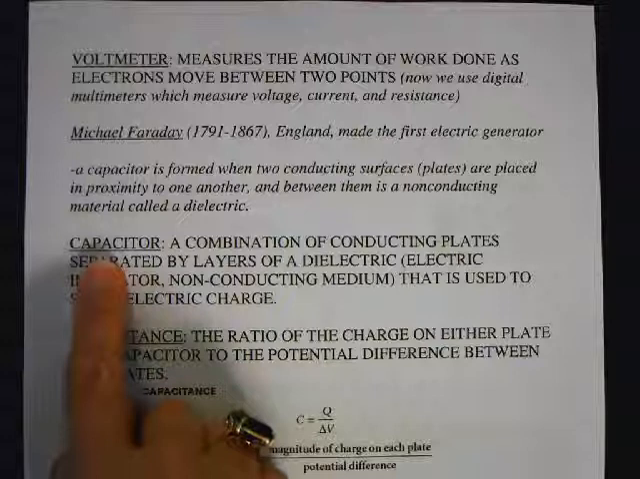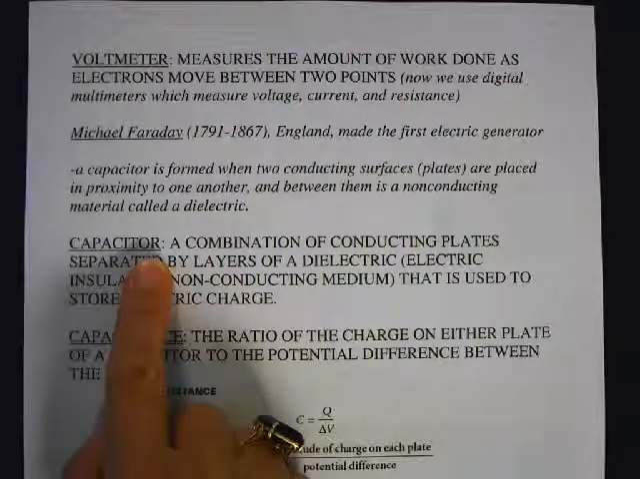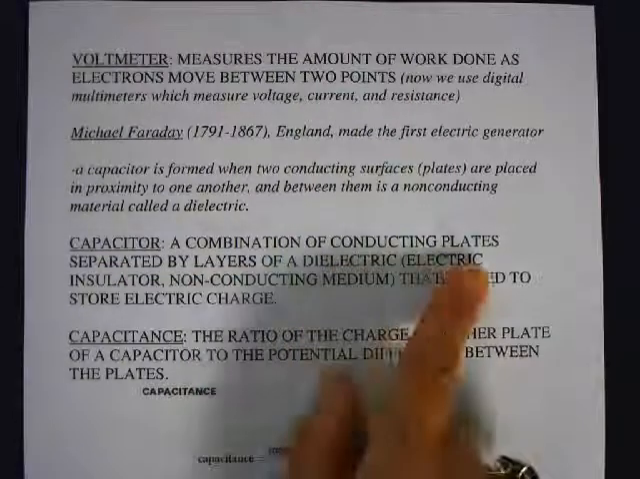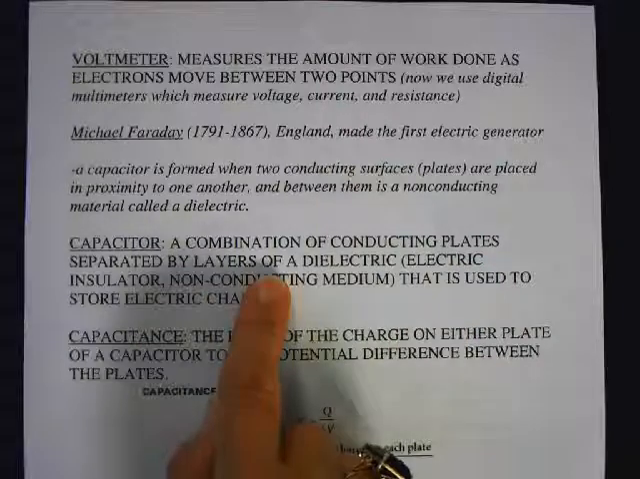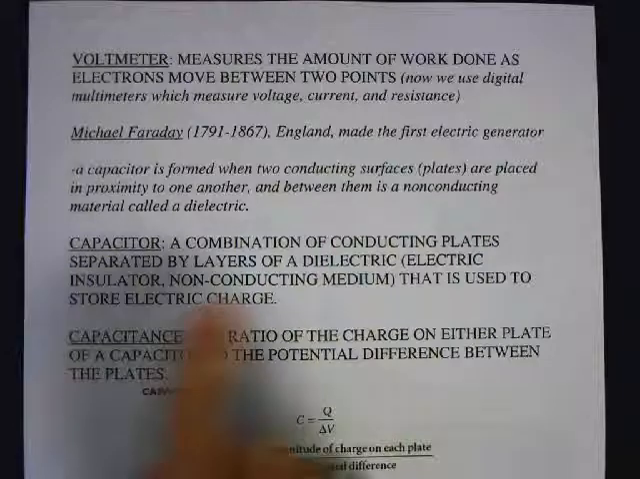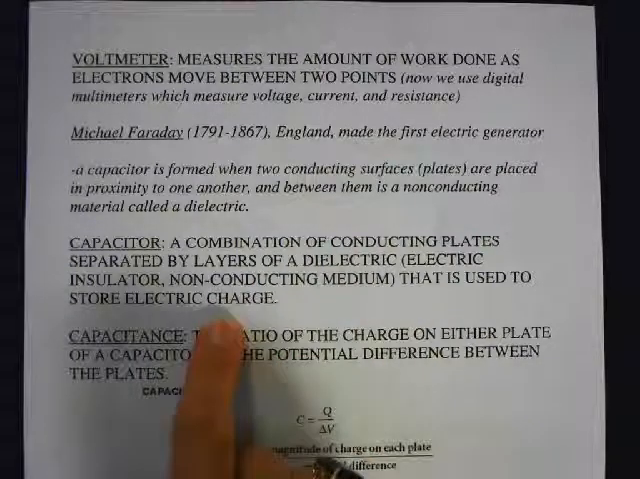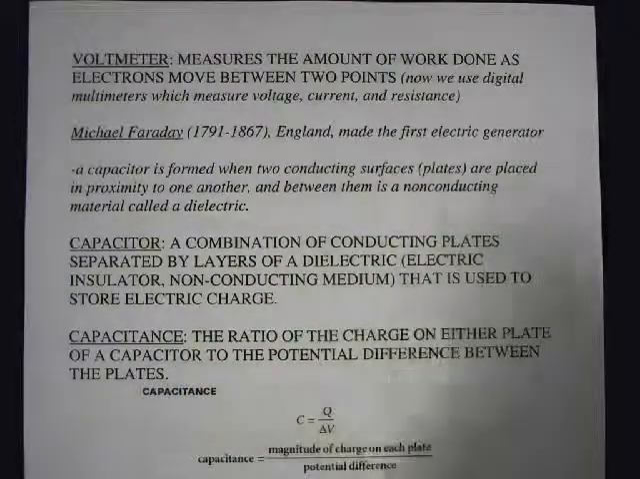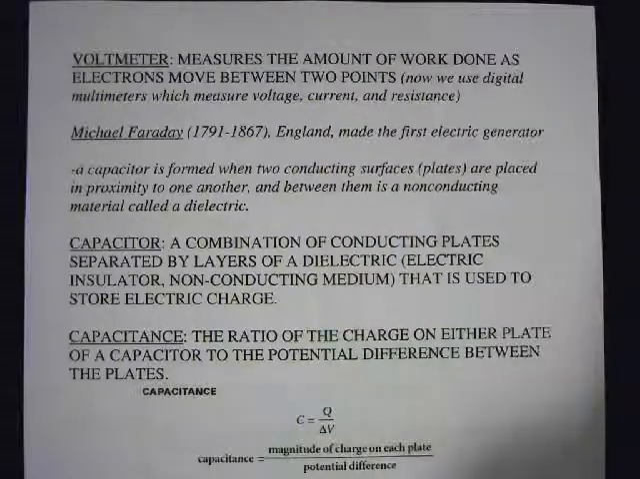So what is a capacitor? A capacitor is an electronic device. It's a combination of conducting plates separated by 2 layers of dielectric. That means an electric insulator that's non-conducting, that's used to store an electric charge. So a capacitor, basically in layman terms, stores electric charge.